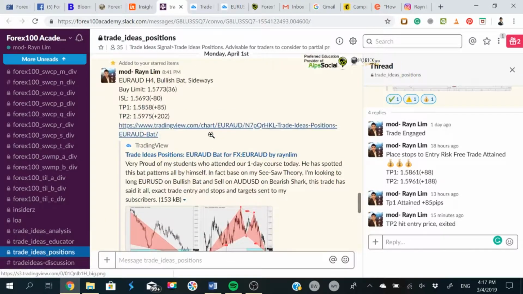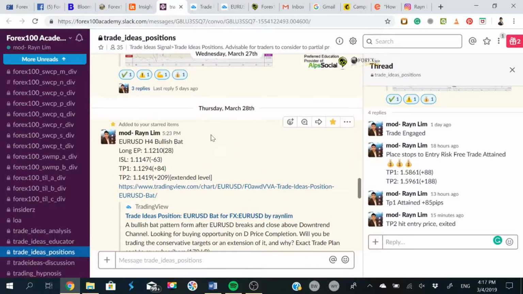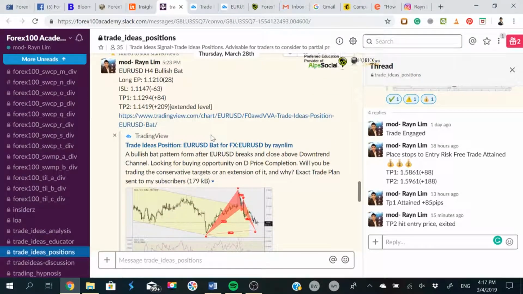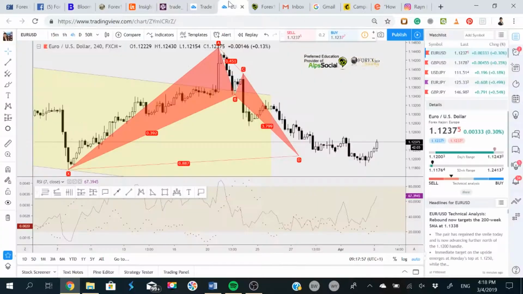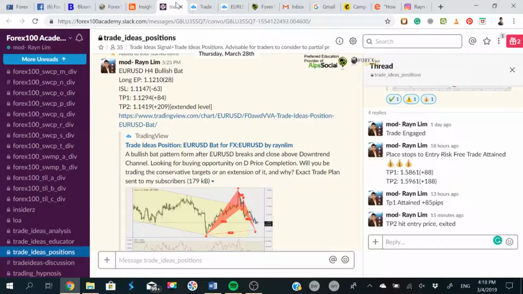Alright, so two of our chief trainers, myself and Boon Hui, will be spotting trends and sharing with our subscribers. You can see that I have gone long the market at 1.1210. When I say long entry price, I'm looking for chart confirmation, and this is my stop loss, 63 pips initial risk, target 1 at 184, target 2 extended at 209 pips. Alright, so this trade I'm in, waiting for it to hit the first target level, which is at 1.1294.